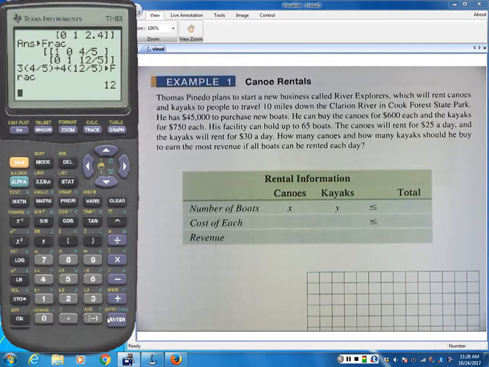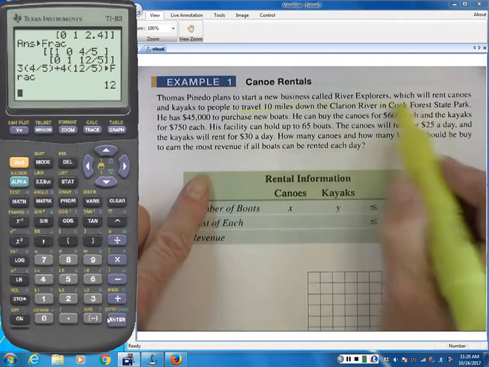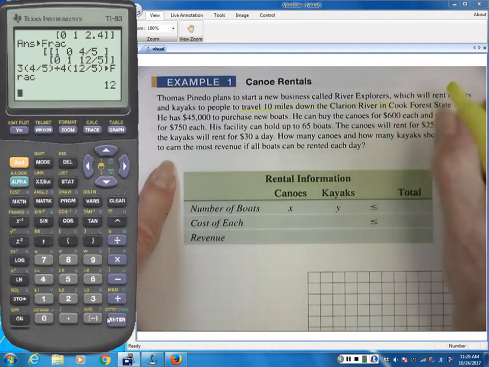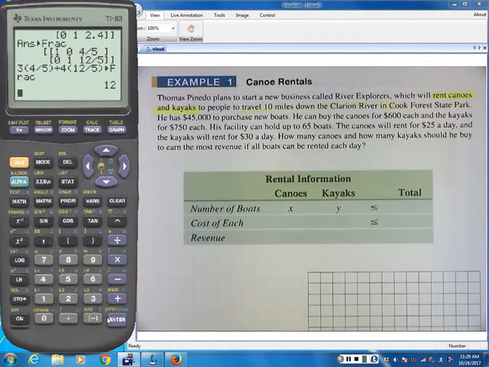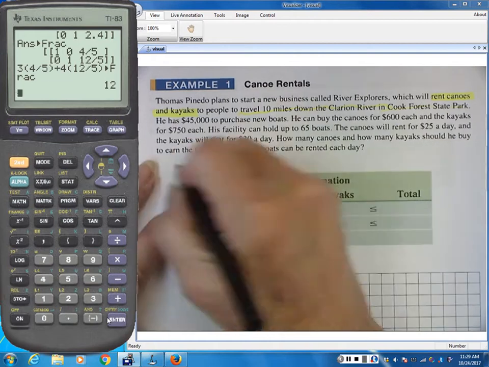So what we're going to talk about here is canoe rentals. Thomas Pinedo wants to start a new business called River Explorers. And he's going to rent canoes and kayaks. The fact that he wants 10 people to travel, wherever, for how many miles, that's not the important part. He wants to rent canoes and kayaks. That's the takeaway from that first problem. Now, you can probably imagine, without going any further, what he's going to want to know is how many canoes and how many kayaks. That's going to be the goal.